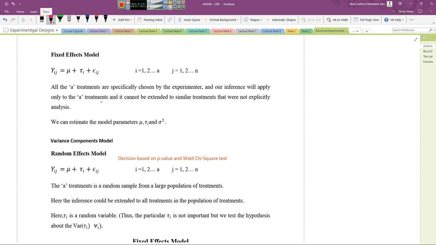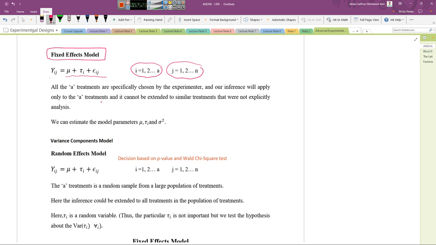We will focus on fixed effect models. Here Yij is equal to mu plus tau i plus epsilon ij. As you all know, i is the number of treatments and j is the number of observations under each treatment. I'm sorry, treatment or level, right? So all are same, right?